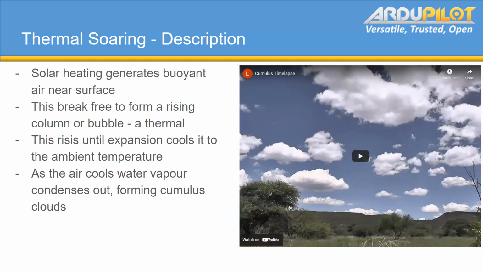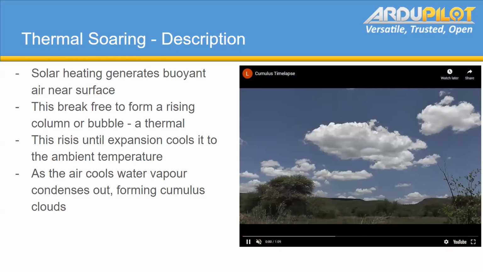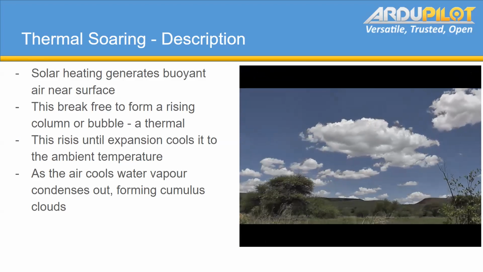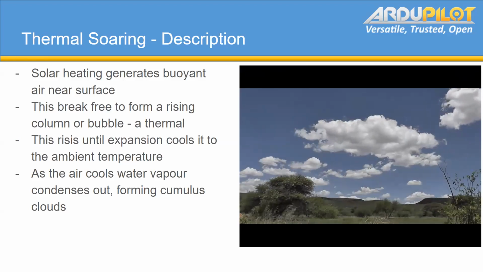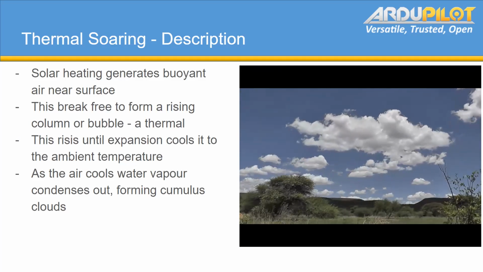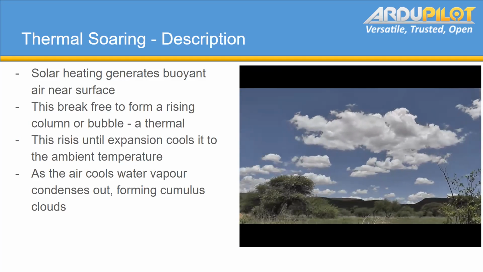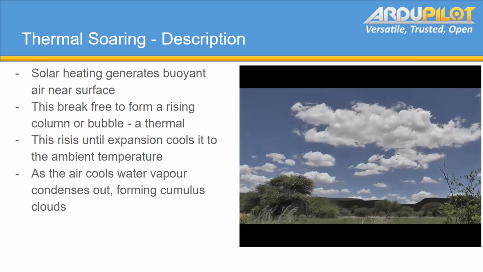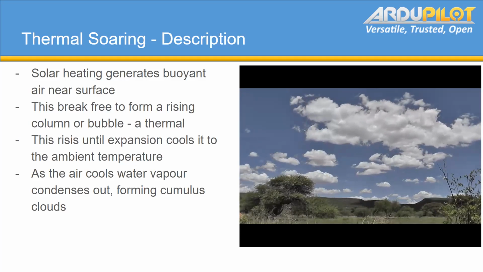So a bit of background to what thermal soaring is, to create a mental model for the subsequent slides. Here's a video showing a time lapse of what happens when thermal soaring conditions exist. Sunshine heats the air pretty much only right beside the ground. It doesn't heat the air that it passes through on the way down to the ground. And this creates a sort of blanket of warm air beside the ground.